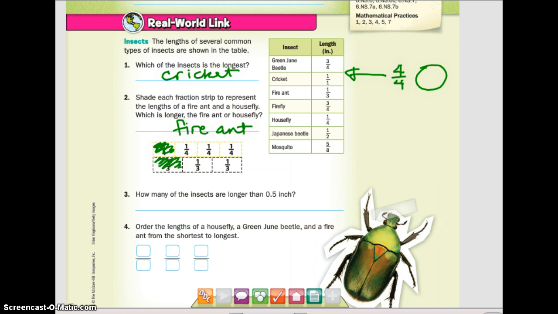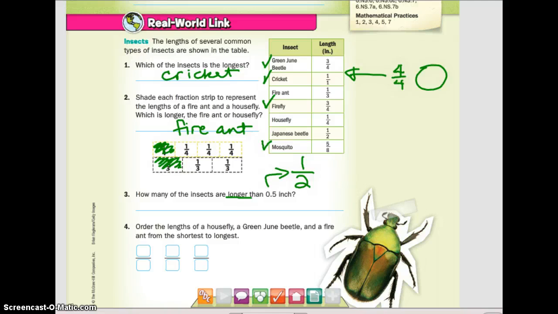Now we need to determine which insects are longer than 0.5 inches. First, we need to convert 0.5 or 5/10 to a fraction. We know that's 1/2. So as we go through the picture, let's check the ones that are bigger than 1/2. The June bug, the cricket, not the fire ant, the firefly, the Japanese beetle is exactly 1/2, but this says longer, so we can't write that one down, and the mosquito. So we have 4 insects that are longer than 1/2 inch.